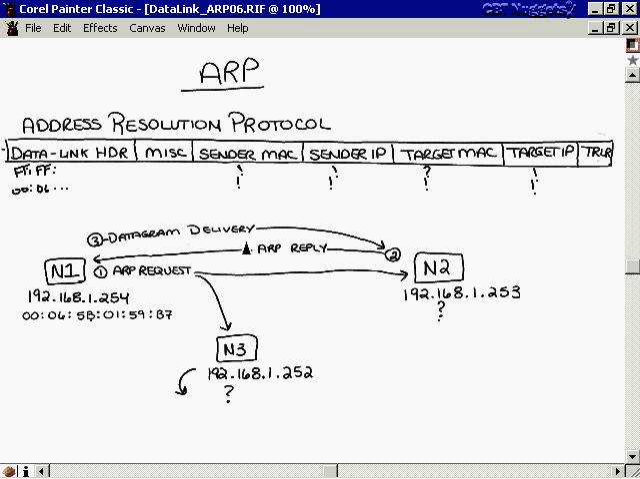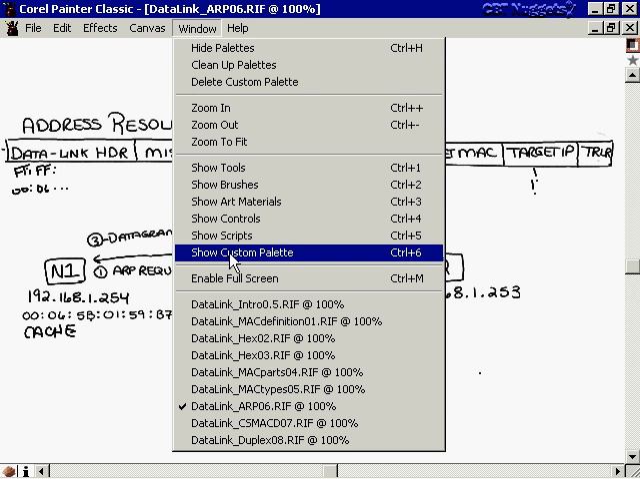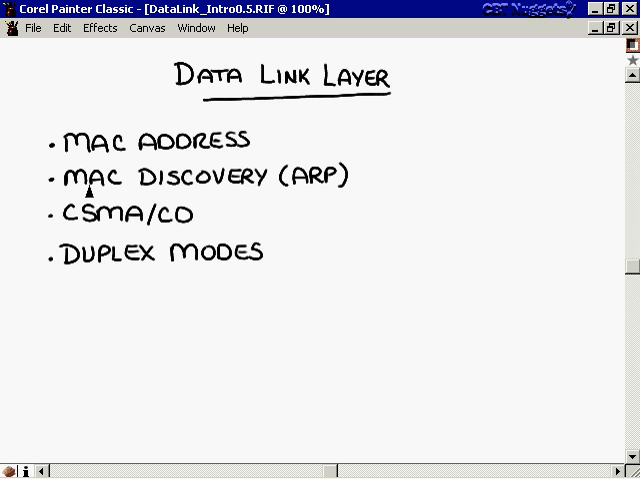Now to keep this from happening every time I want to send information to N2, there is a cache within all computers, and you can set this administratively to whatever length of time you want, but for a period of time it's going to cache that 192.168.1.253 has a MAC address of the exact answer it got here, and it'll keep that in cache for a period of time. Address Resolution Protocol, a pretty streamlined process used to discover unknown MAC addresses.